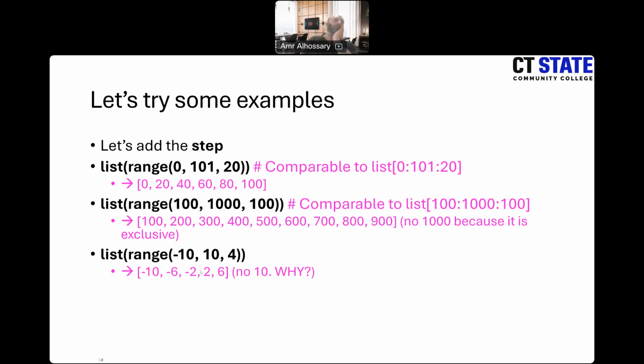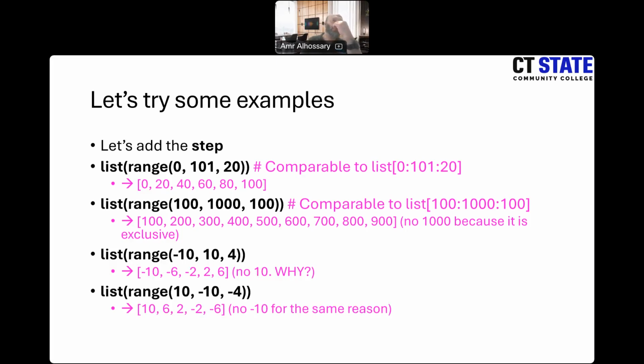Can we start from negative numbers? Yes, of course. It can take negative or positive numbers. So starting from minus 10 with a step of 4: minus 10, minus 6, minus 2, minus 2 plus 4 is 2, 6, but no 10. Why? Now you know.